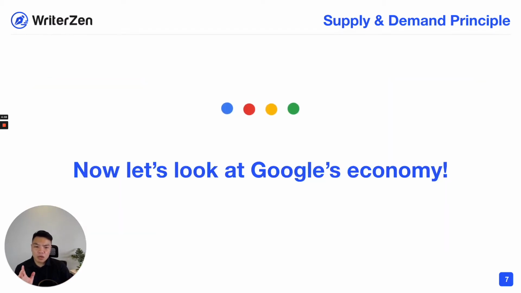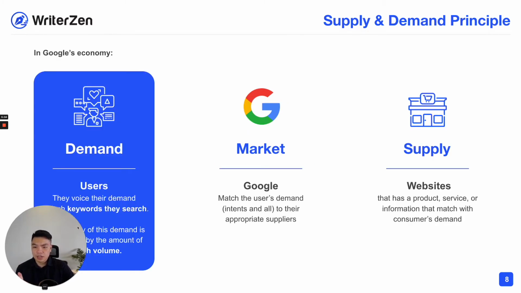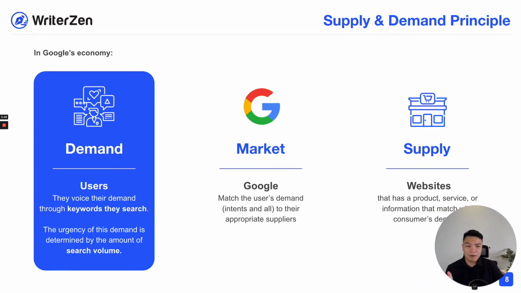And the way it works in Google's economy is essentially the same, right? In Google's economy, you have the users on the demand side, and the users voice their demand, needs, wants, and pain points through the keywords that they search, right?